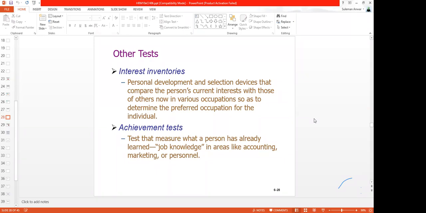Yet there can be achievement tests, and an achievement test is a test that measures what a person has already learned, which is job knowledge in areas like accounting, marketing or personnel management. Okay, if you have any question you can always ask in the chat room.